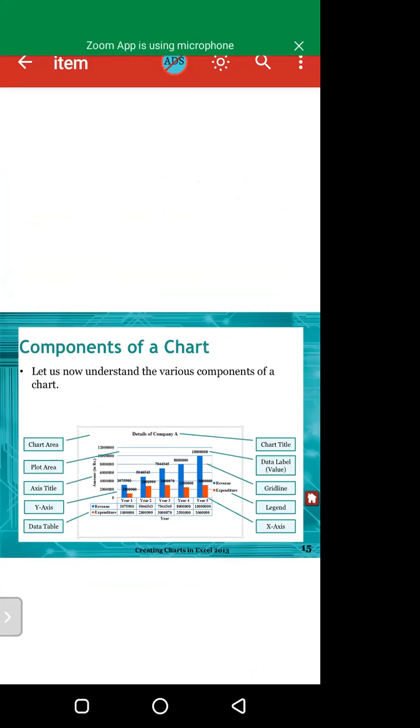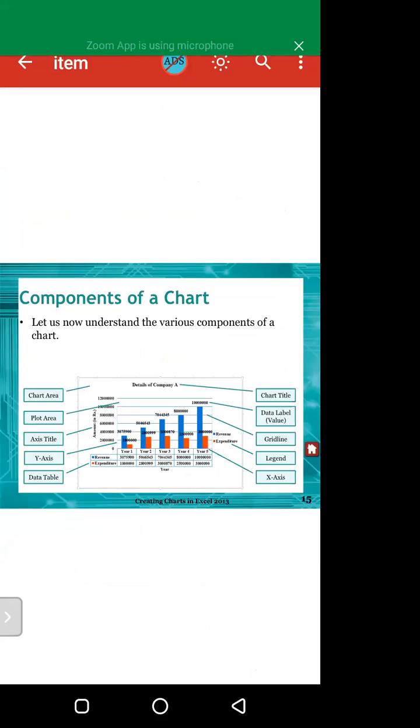Components of a chart. Let us now understand the various components of a chart. Chart area, plot area, axis title, y-axis, data table, chart title, data table value, grid line, legend, x-axis.